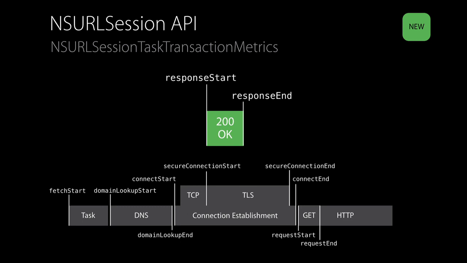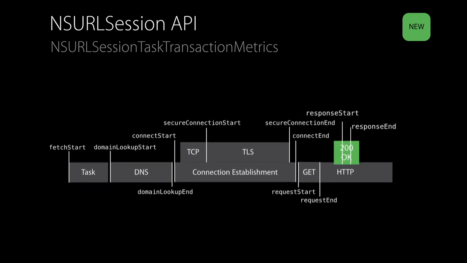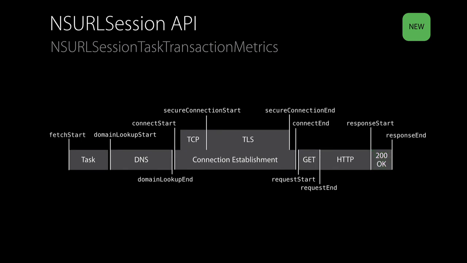Response start. This represents a time when the first byte of the response is received from the server. Now, if this is a cache load, this is when the cached response was received from the cache. And response end is the time immediately after the application receives the last byte of the resource requested. Now that we've been looking at stats collected during an origin load, that is, we had to send bytes over a physical network.